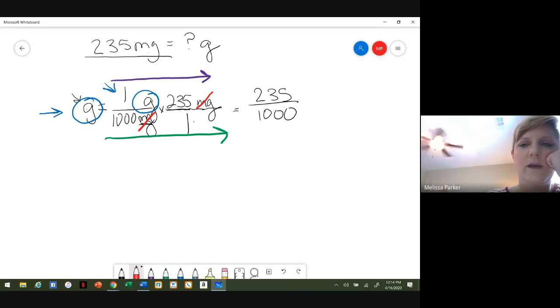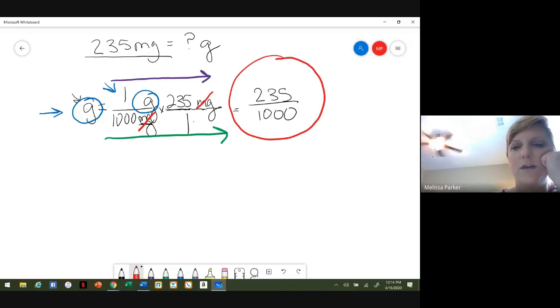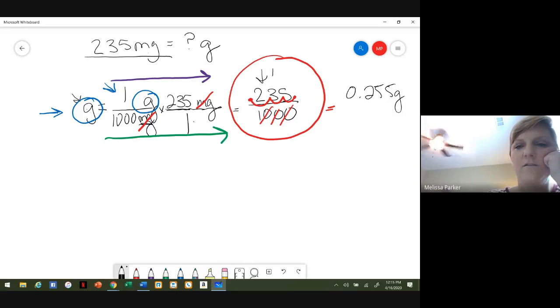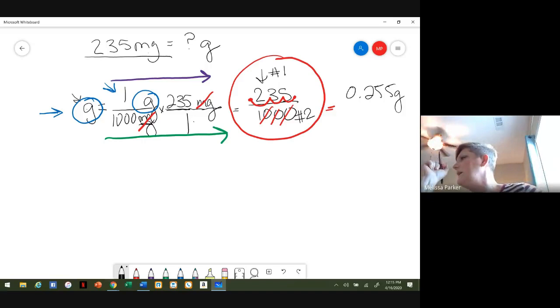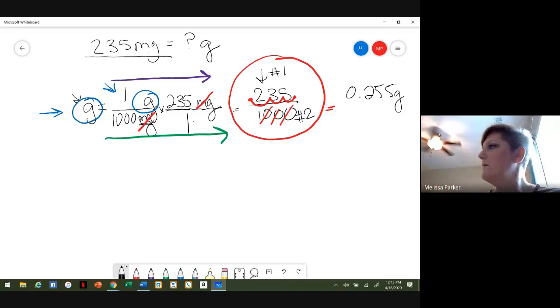Okay, so now to answer this right here, there's two ways that you can do this. You can count your zeros, 1, 2, 3, and if you have your decimal here, then you would just move it 1, 2, 3, because my number should get smaller because I'm dividing, okay? Then you end up with 0.235 grams. If you can't do that, then you put the top number into the calculator first, and then you divide it by the bottom number and you'll get the right answer, okay? So any questions on this one? Okay, then I'm gonna go ahead and move to the next one.